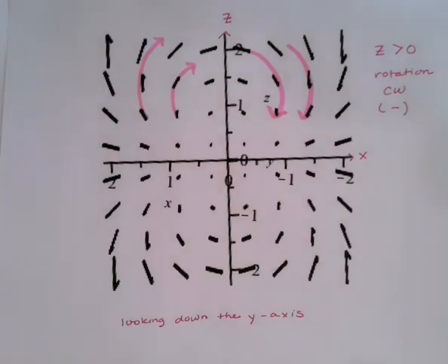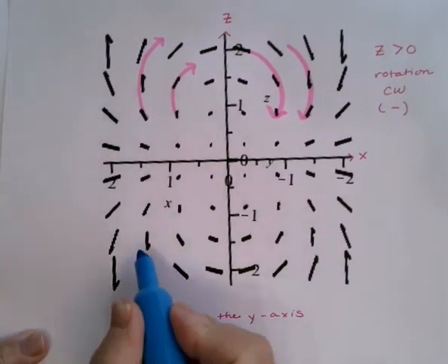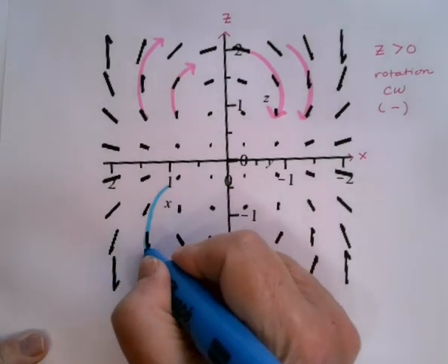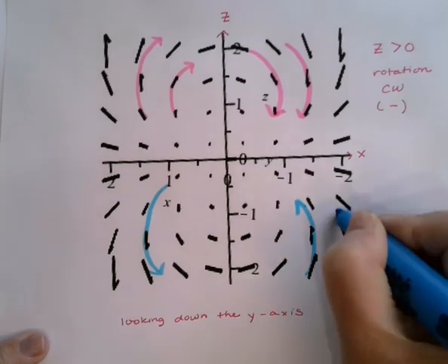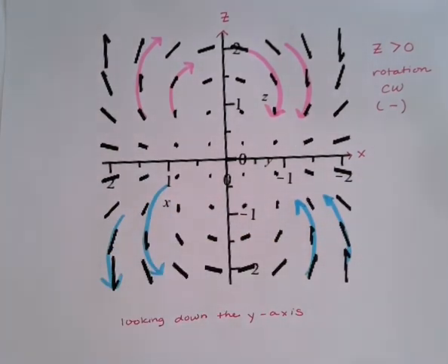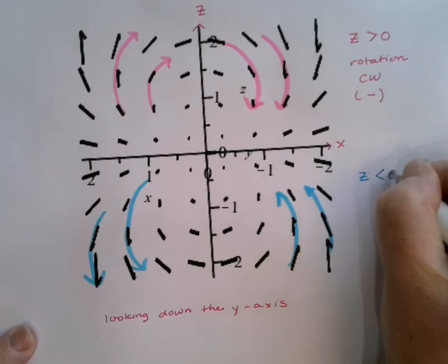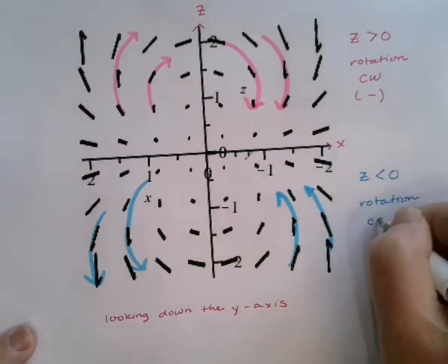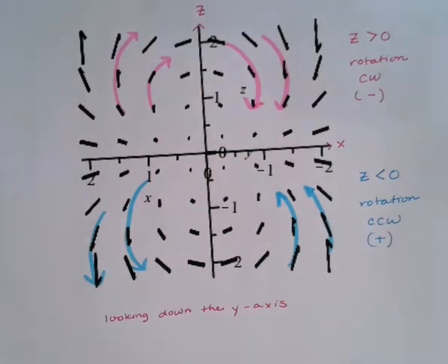Down here, for negative z values, I have exactly the opposite. Look which way the arrows are going. We're going this way. We're going this way. Now, for z less than 0, our rotation is counterclockwise. Counterclockwise is what we generally speaking think of as the positive direction.